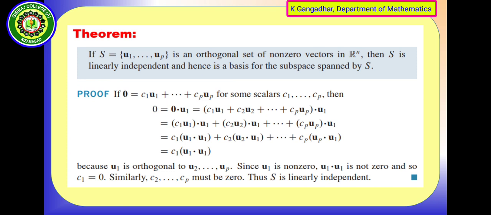c1 equal to 0. In the same way, suppose we take the dot product with u2, and so on up to up. Then we get 0 equals c1 u1 plus c2 u2 plus so on plus cp up, and the values c1, c2, so on up to cp are all zeros. If c1, c2, so on cp are zeros, then we say that S equal to u1, u2, so on up is a linear independent set, and the set forms a basis for the subspace spanned by S.